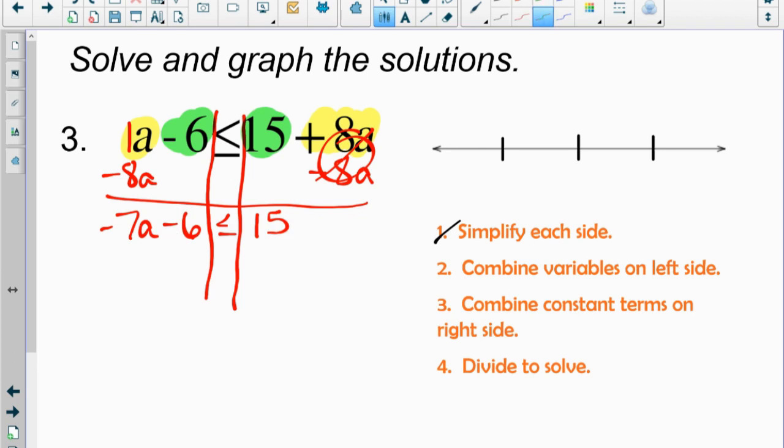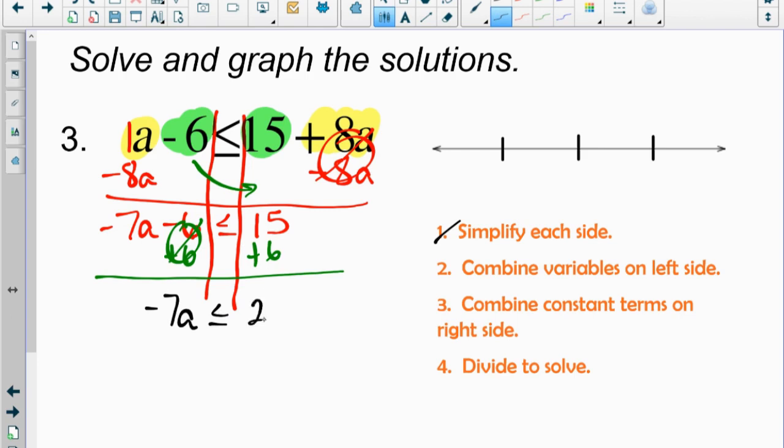Next, I want to get the constant terms to the other side, to the right side. So I'm going to add 6 to move that minus 6. And that's going to leave me with negative 7a is less than or equal to 21. And I don't change the inequality symbol when I add 6 to both sides.